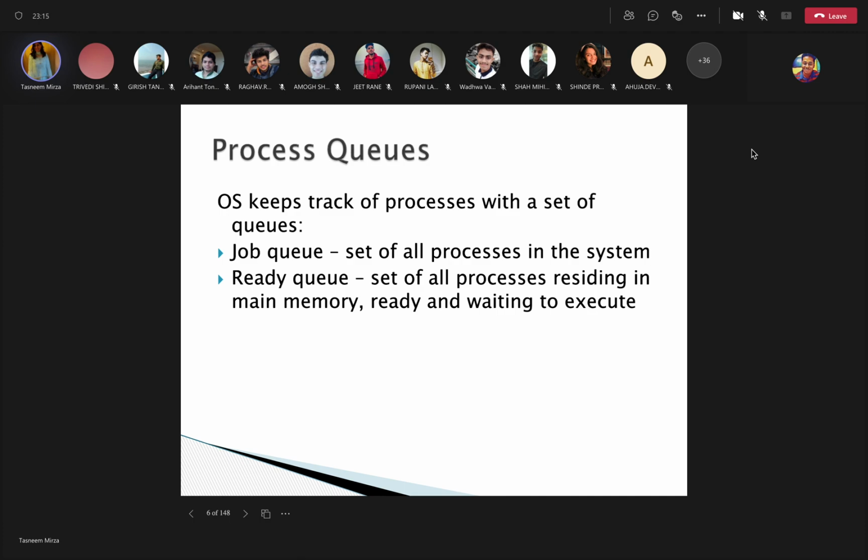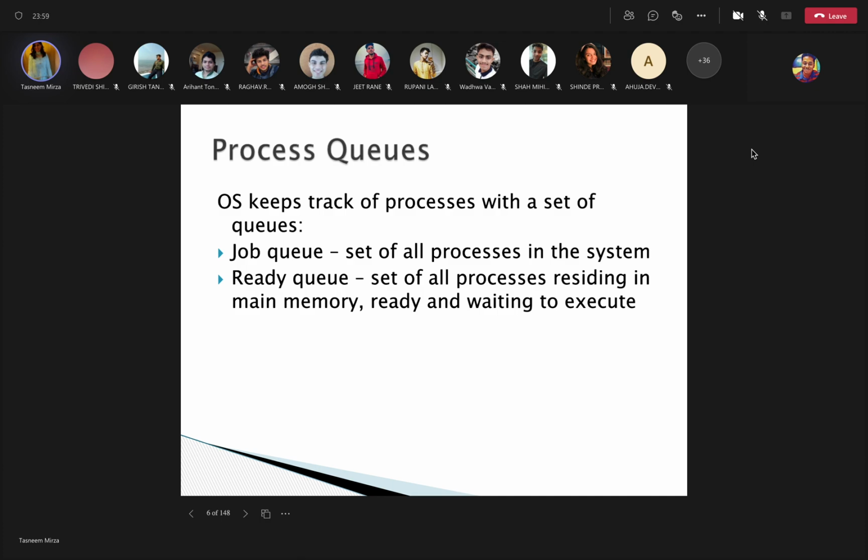And finally you have a device queue. What's a device queue? Set of processes which are waiting for IO devices. Yes, so as the name says, set of all processes waiting for the IO devices. But the question is whether there is only one device queue or there are multiple device queues. First of all, tell me, is there only one IO device in the entire system or there are multiple IO devices? Multiple. So each device will have its own device queue.